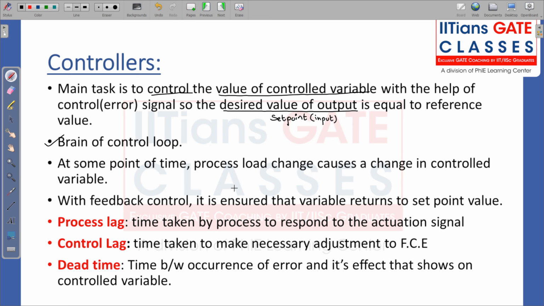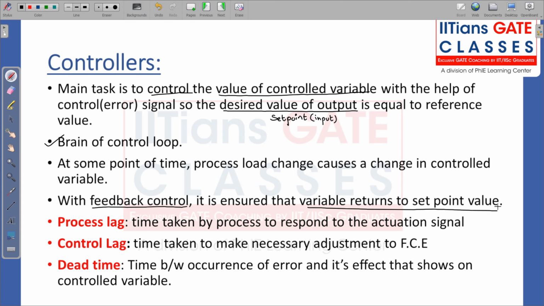Now, at some point of time, process load changes and causes a change in the controlled variable. This might happen due to some disturbance in the system, due to which your process load usually changes, or sometimes we change the input also. So due to that, there is a process load change, which causes a change in your controlled variable. Basically, how do my controllers get a signal about whatever is happening in the output? We have feedback control. With feedback control, it is ensured that the variable returns to your set point.